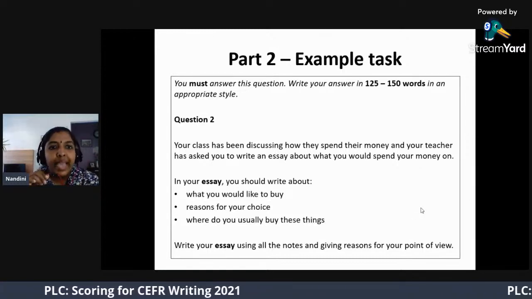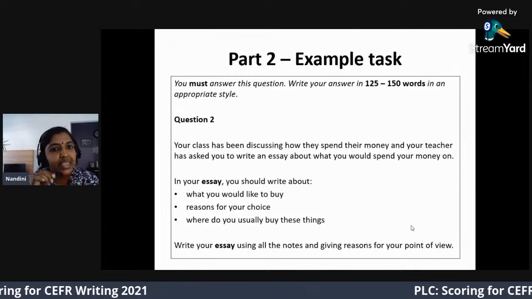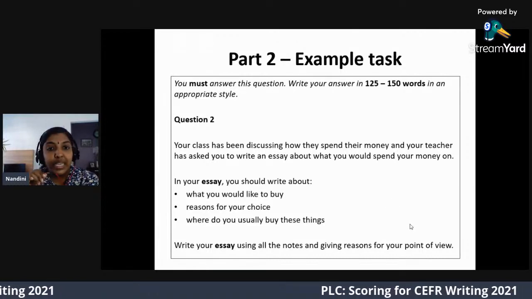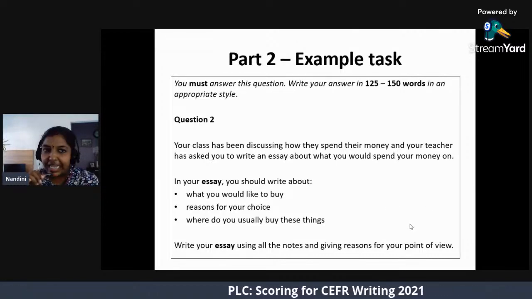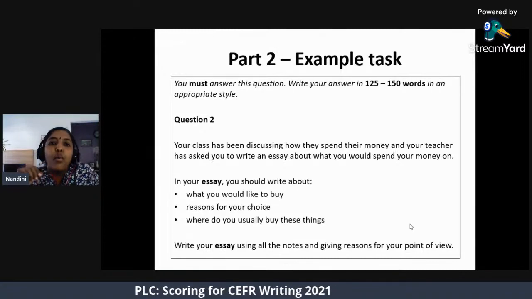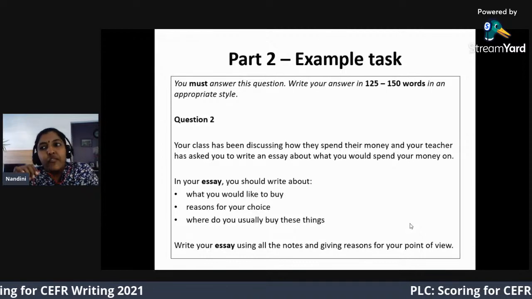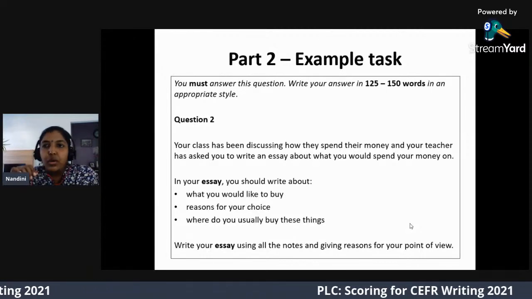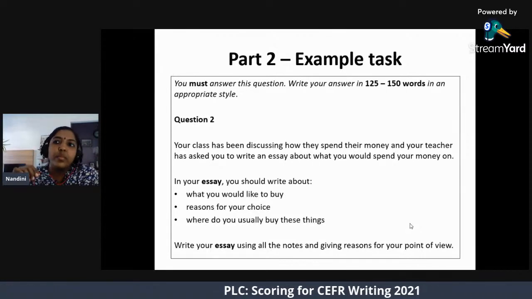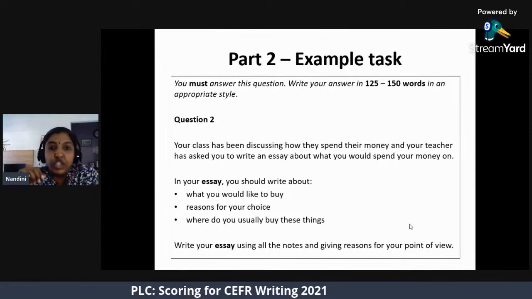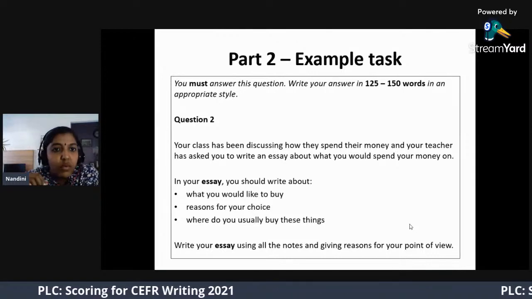And where do you usually buy these things? If you look carefully, here it's not a thing, it is things. So it could be more than one. It could be a series of books or a series of novels, or if a student would like to buy a gadget. So it could be more than one. Where do you usually buy these things?